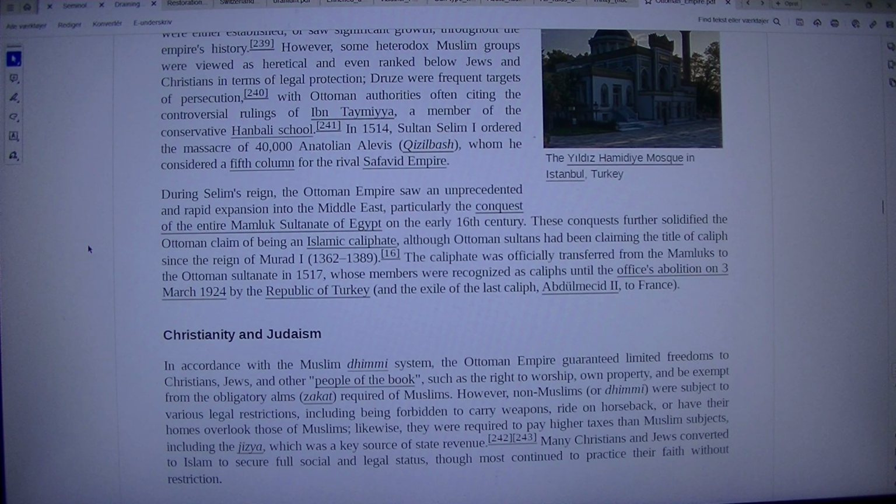In 1514, Sultan Selim I ordered a massacre of 40,000 Anatolian Alevis, Qizilbash, whom he considered a fifth column for the rival Safavid Empire. During Selim's reign, the Ottoman Empire saw an unprecedented and rapid expansion into the Middle East, particularly the conquest of the entire Mamluk Sultanate of Egypt in the early 16th century.